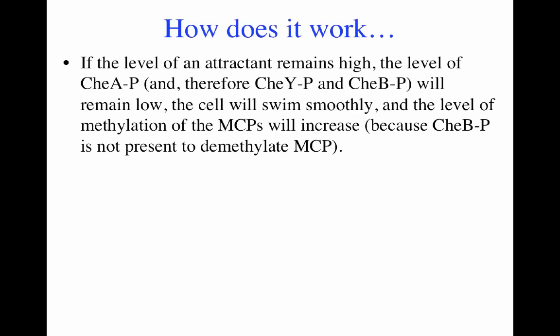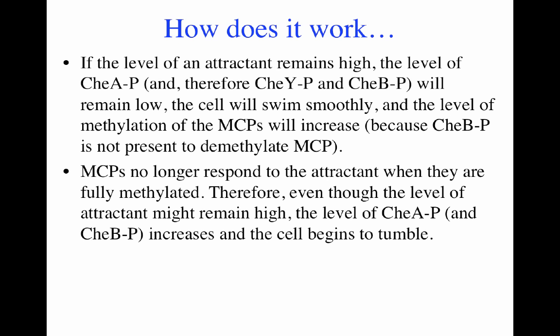If the level of attractant remains high, the level of CheA phosphate and therefore CheY phosphate and CheB phosphate is going to remain low. The cell will swim smoothly and the level of methylation of the MCPs will increase because you have a low amount of CheB phosphate that is not then able to demethylate the MCP.